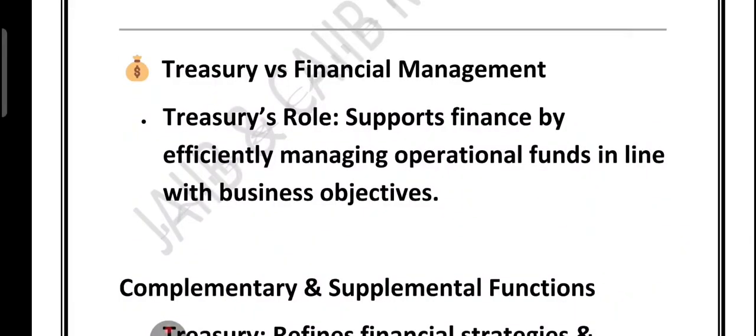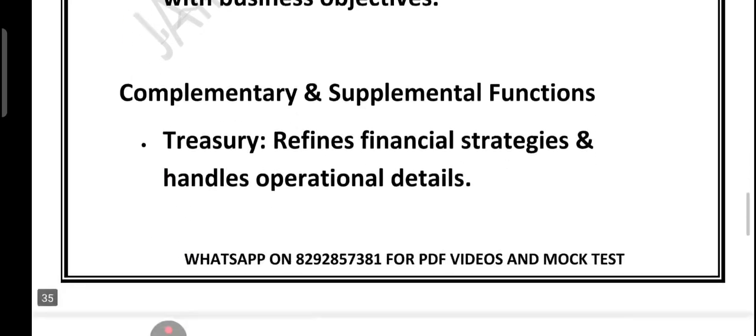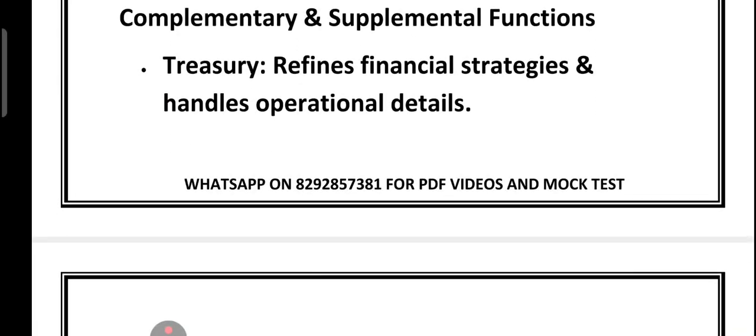The treasury role and finance management role, I already told you. The treasury role is to support finance by efficiently managing operational funds in line with business objectives. In short, finance focuses on strategy and planning while treasury focuses on day-to-day cash management. So the conclusion is that corporate finance and treasury management work hand in hand. Finance ensures that the company grows strategically and treasury keeps the daily operation funded and smooth. That is the corporate financing.